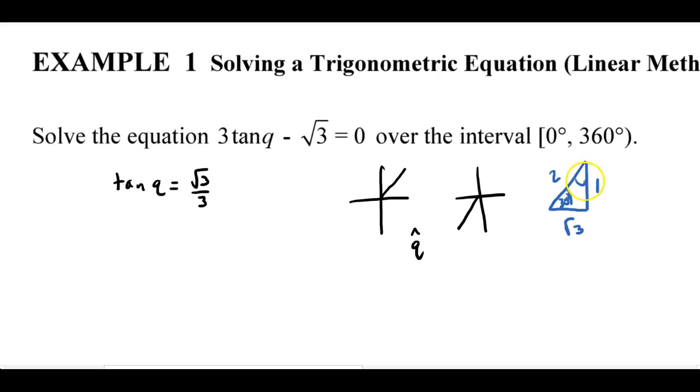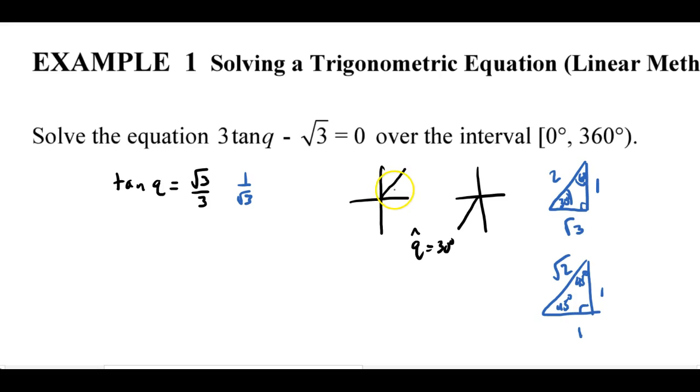This will be 30, 60, 90, and then you also have 1, 1, root 2, which of course is 45, 45, 90. Now, what is root 3 over 3? Well, root 3 over 3 is the rationalized version of 1 over root 3. So which one of the basic angles corresponds to 1 over root 3 for tangent? That's right, it's 30 degrees. So the reference angle is 30 degrees.